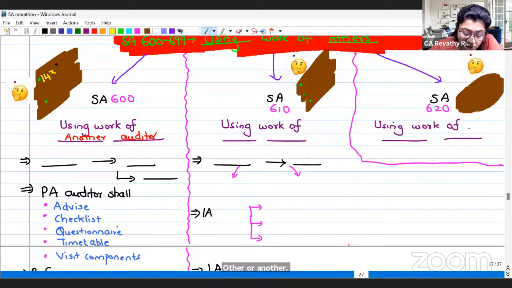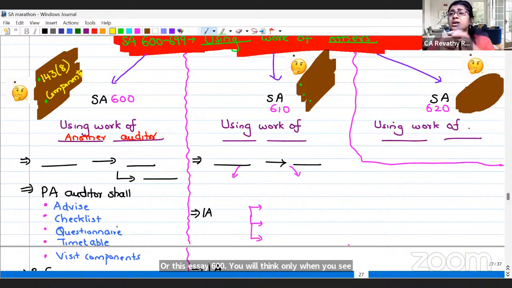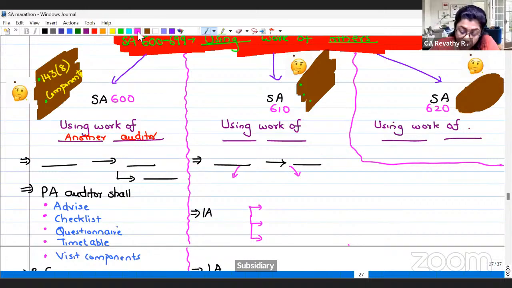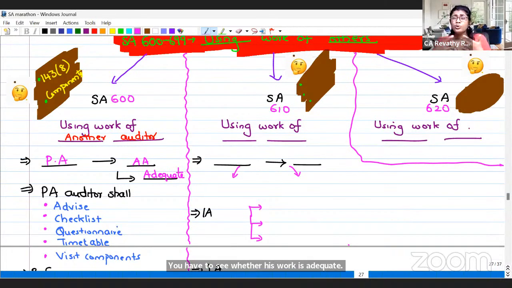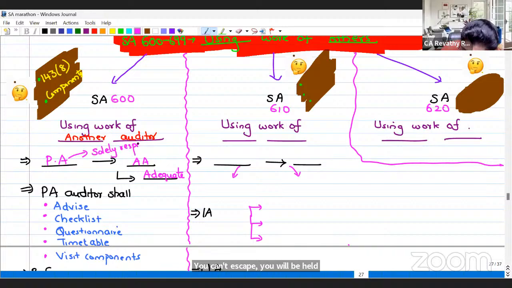In a company audit, there is a section called branch audit, 143(8). For this SA 600, you will think only when you see the components. A component will include 5 things: branch, subsidiary, joint venture, associate, divisions. So you are called the principal auditor. You are using the work of another auditor. You have to see whether his work is adequate. Why? I used his work. I didn't know. You can't escape. You will be held solely responsible. Meaning, you cannot relieve yourself from your responsibility.